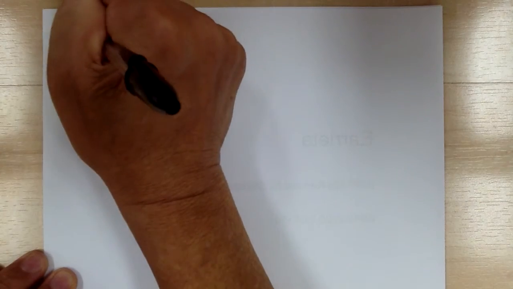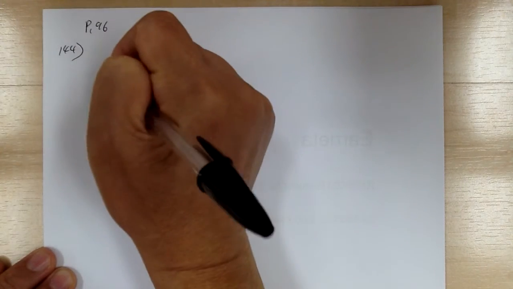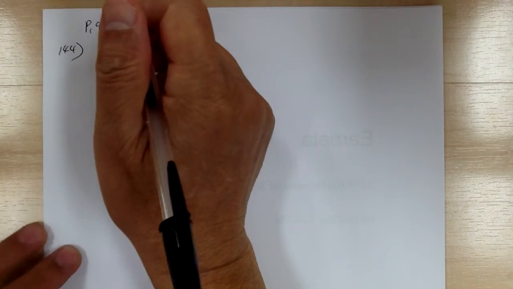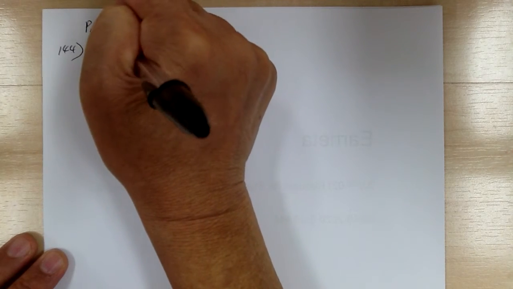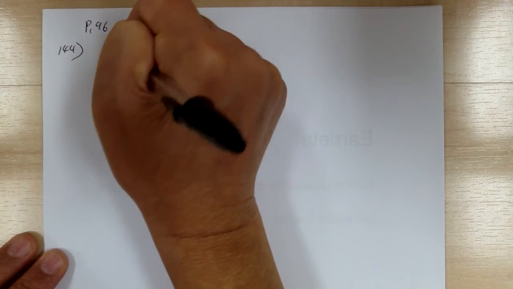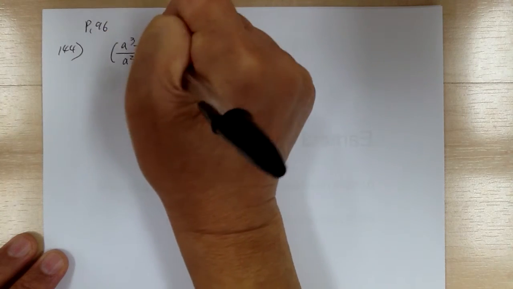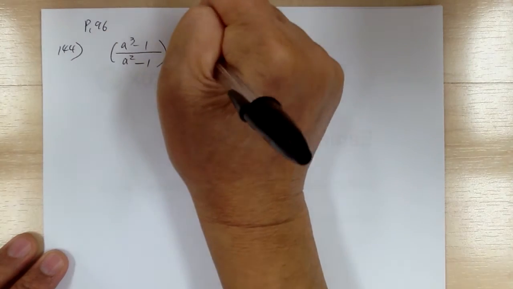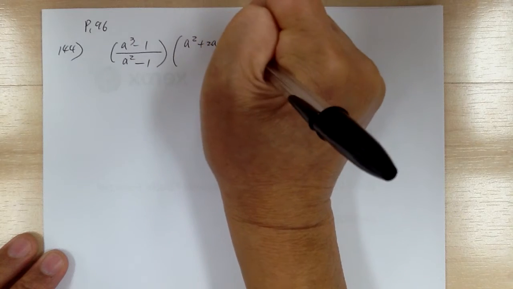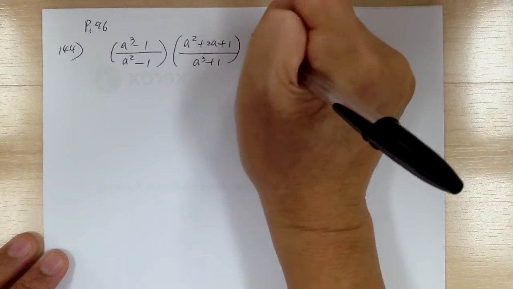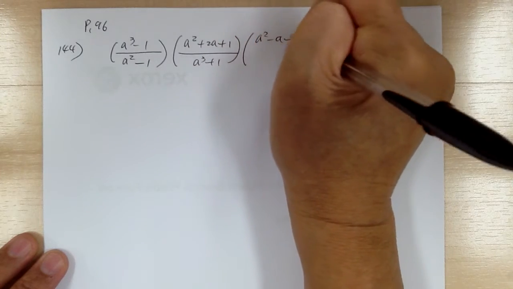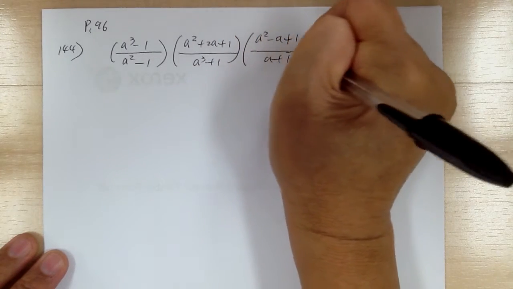Let's go to page 96 and do number 144. Okay, so this one you want to simplify the expression. Okay, so you have a cubed minus 1 over a squared minus 1, and you have a squared plus 2a plus 1 over a cubed plus 1. And you have a squared minus a plus 1 over a plus 1.